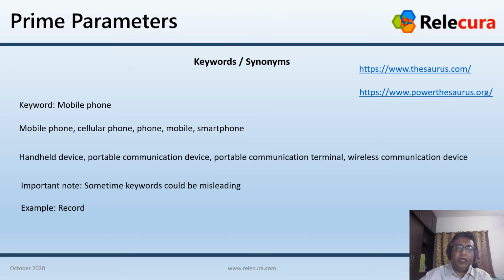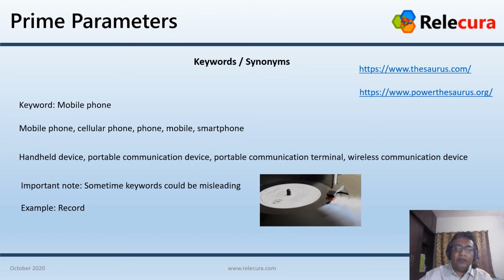For example, if you are looking for an invention related to records, record could be like this, which will be used for listening to songs or recording your songs, or records could be a medical record also. So whenever you are searching for the keyword record, it will retrieve patents related to the record which are used for storing the songs, and it will also retrieve the patents related to medical records.